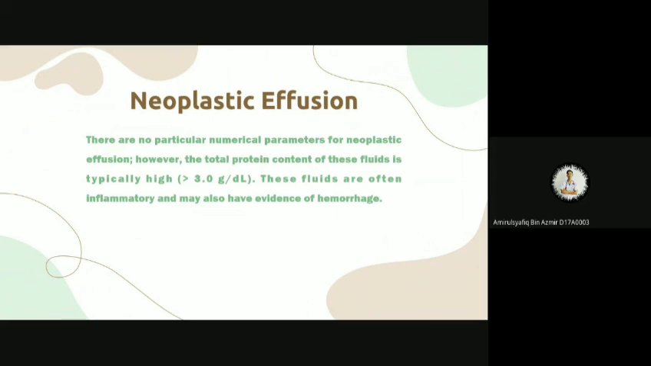Lastly is neoplastic effusion. Actually, there is no particular numerical parameter for neoplastic effusion. However, the total protein of this fluid is typically high. These fluids are often inflammatory and may also have evidence of hemorrhage. There are two types of neoplastic effusion, which are lymphoma and carcinoma.